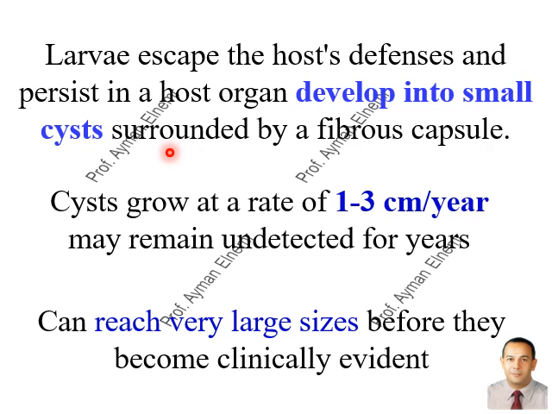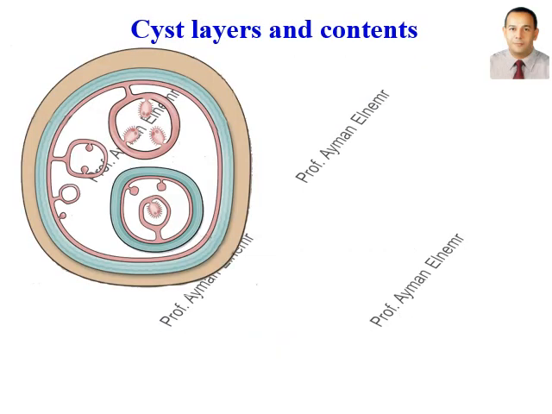And these cysts can reach a very large size before they become clinically evident. Pathology of the cyst. The liver is the commonest organ affected, in about 75%. The right lobe is the commonest site in the liver. The cyst is usually single, very rarely becomes multiple, and consists of 3 layers.